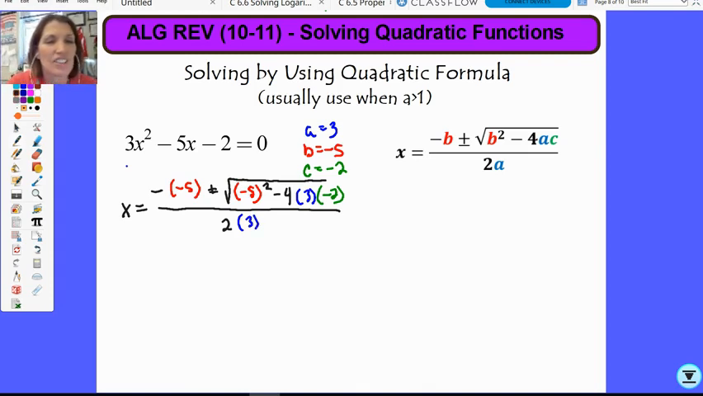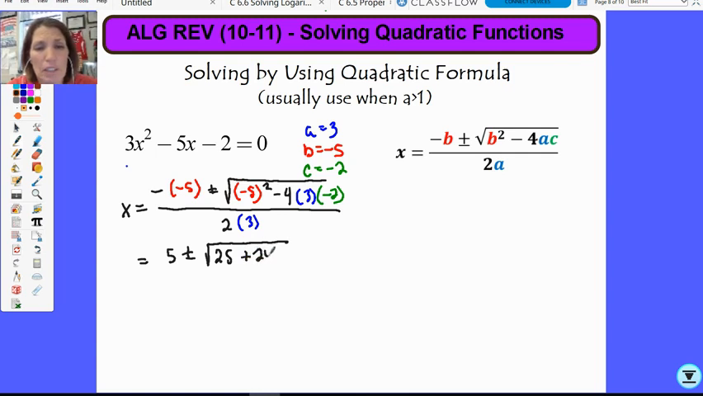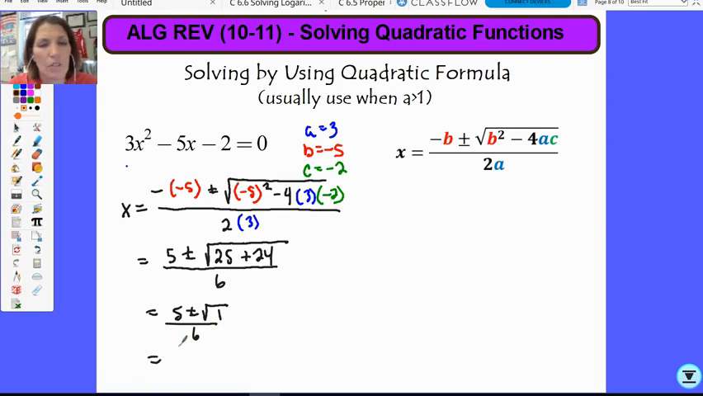Okay? So we have that equals, so the opposite of negative 5 is a positive 5, plus or minus the square root of, that's going to be 25. Negative, so this 4 is a negative, right? And another negative, that's going to be a positive number. So negative 4 times 3 is a negative 12, and then negative 12 times negative 2 is a positive 24. So it'll be plus 24. So be careful with your negatives right there. Over 6. That's going to equal 5 plus or minus the square root of 1 over 6, which will be 5 plus or minus 1 over 6.